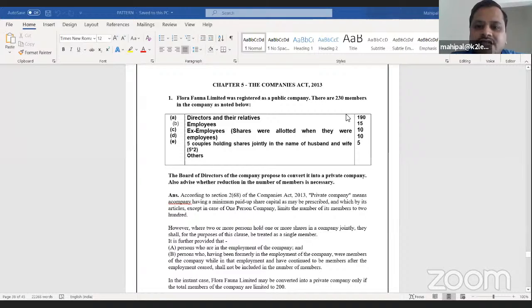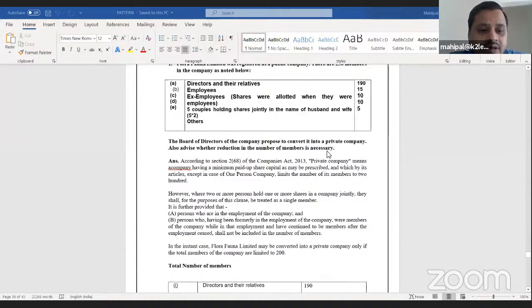Yes, my dear, able to see the screen? Flora Fauna Limited was registered as a public company. There are 230 members in the company as noted: directors and their relatives 190, employees 15, ex-employees 10, 5 couples holding joint shares in the name of husband and wife, and others 5. The board of directors of the company proposed to convert it into a private company. Also advise whether the reduction in number of members is necessary.